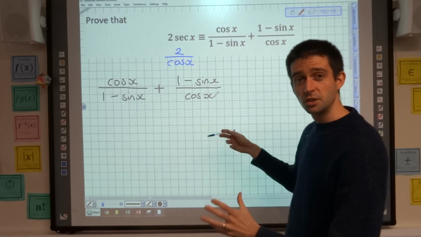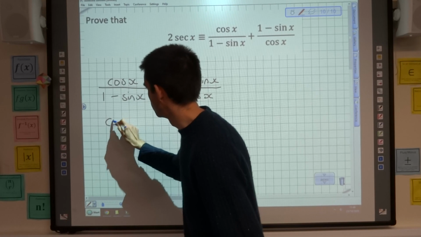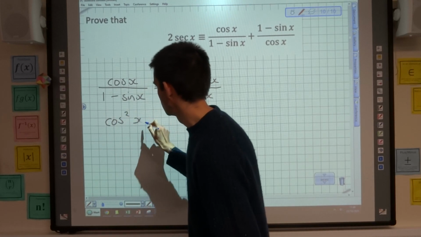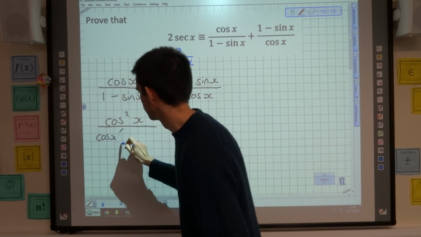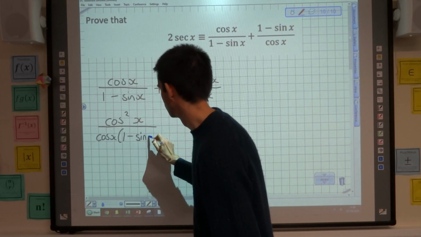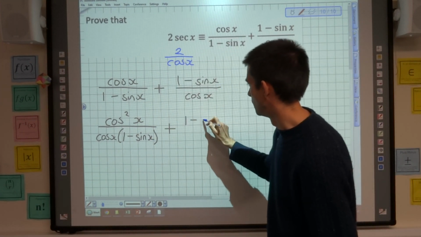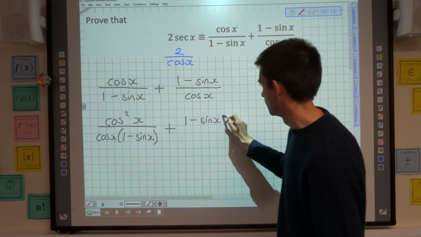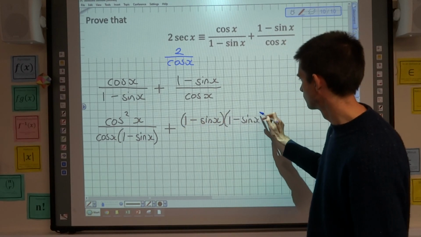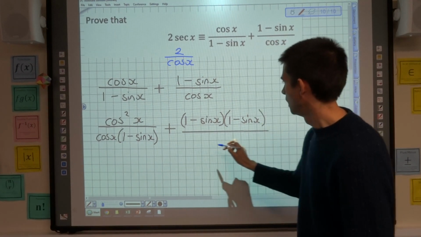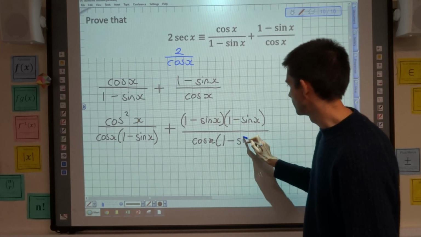So, 2 fractions, sum, I'm going to need a common denominator. I'm going to multiply both these numerator and denominator here by cos x. And for the second fraction, I'm going to multiply both the numerator and the denominator by 1 minus sin x. And that's all going to be over cos x, 1 minus sin x.